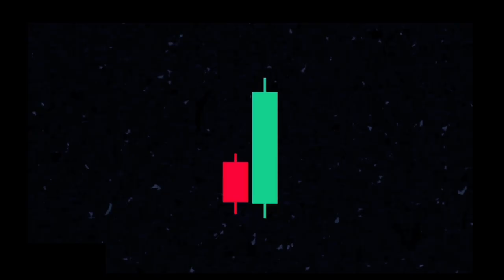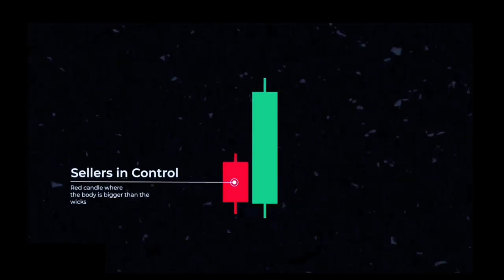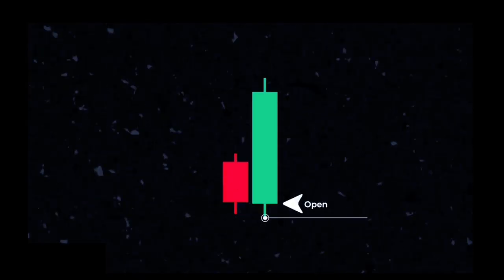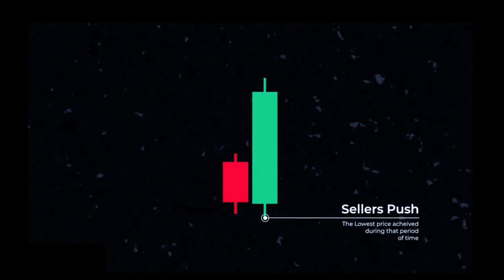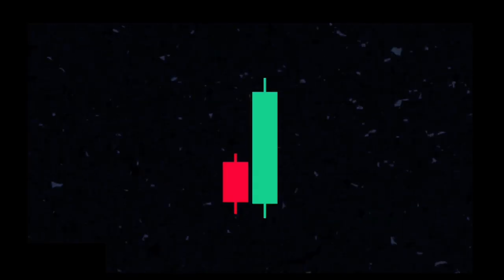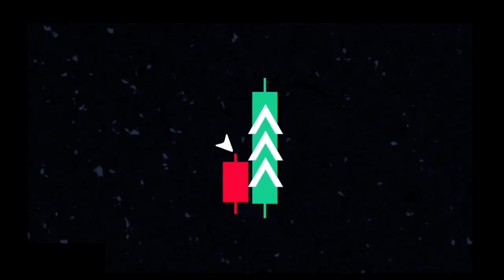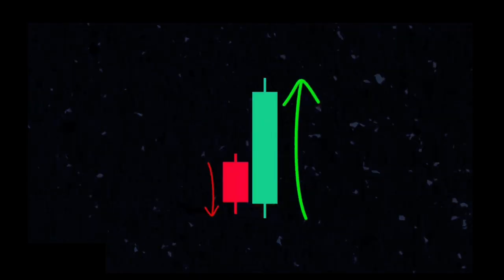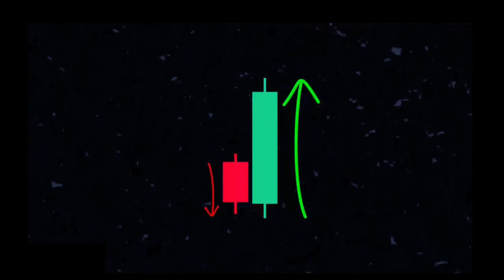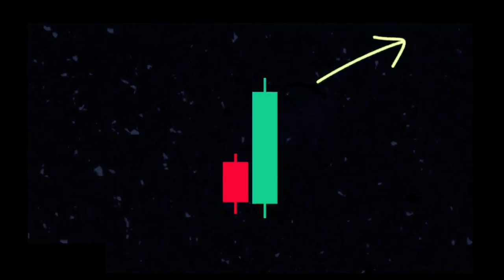The psychology behind this pattern is pretty simple. The sellers were in control during this red candle. Then, as the new candle opened, the sellers took the price lower. It broke the previous low and suddenly the buyers stepped in. They overwhelmed the sellers and brought the price beyond the last candle's high. It shows that the buyers covered a more significant distance than the sellers. This means the buyers were now in control and ready to take the price higher.